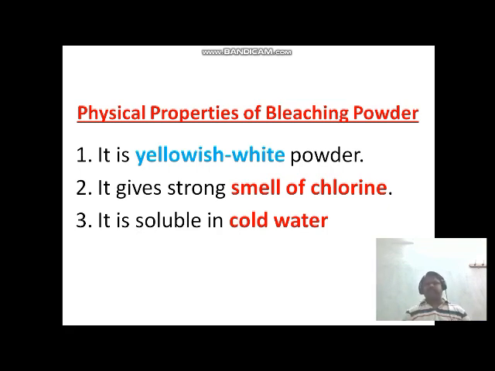Another question: what is the color of bleaching powder? The color is yellowish white powder. One more question: in which kind of water is bleaching powder soluble? You have to say it is soluble in cold water. Or they may ask you to write the physical properties of bleaching powder. You have to write the three properties: yellowish white powder, it has a smell of chlorine gas, and it is soluble in cold water.